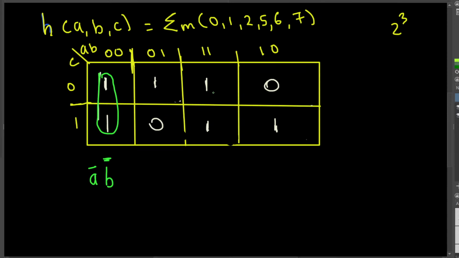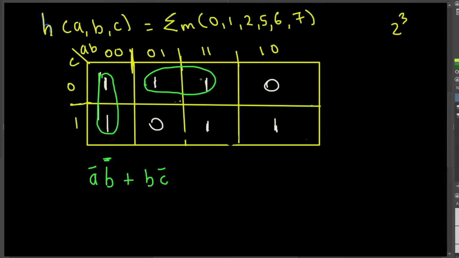The next thing, can I group any other things as 2? Yes, I can do these two as 2. So for these two, what values are changing? A is changing, so it's going to be eliminated. B is not changing, so B is going to be included. And then C is not changing, so C is going to be included, but C is 0. So I have to do the complement, C not.